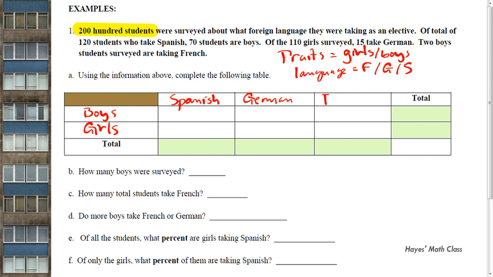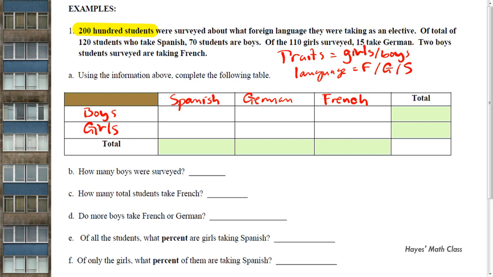Now, it doesn't necessarily matter what order you put these in, just so long as you've got 1 trait across the top and 1 trait down the sides. So that's consistent. Like I couldn't put boys up here with French and German. And then the other thing that I found is that if you just put them in order as you see them in the problem, that's usually the easiest way to keep things in order, but you don't have to do that. You can put them in whatever order you'd like.